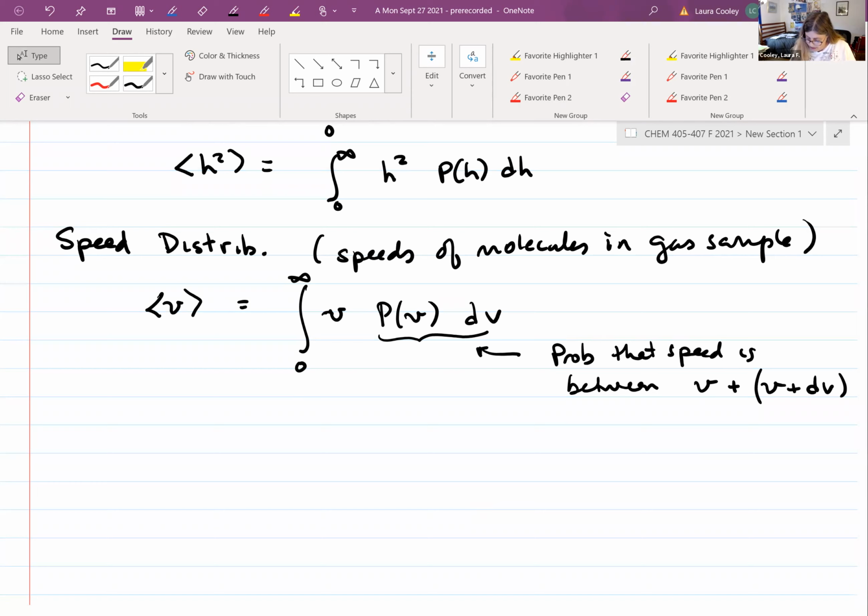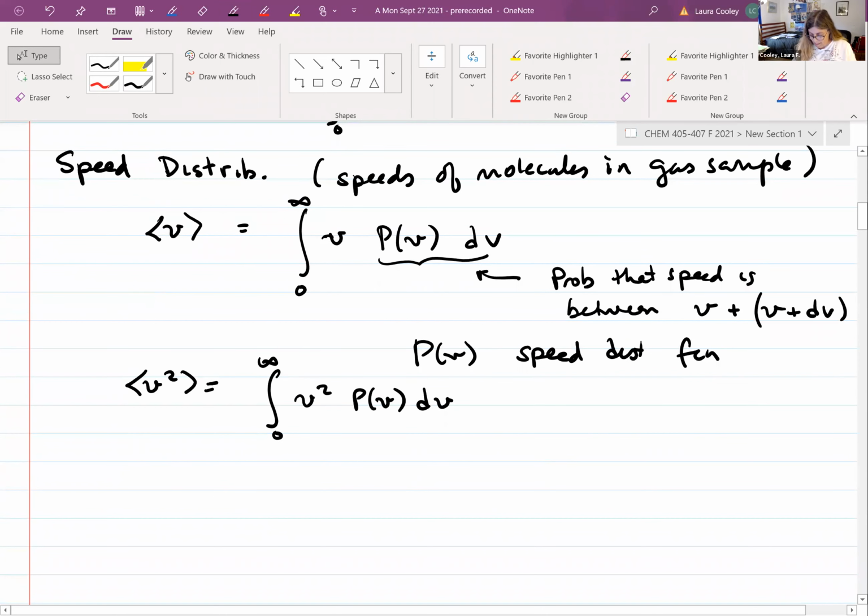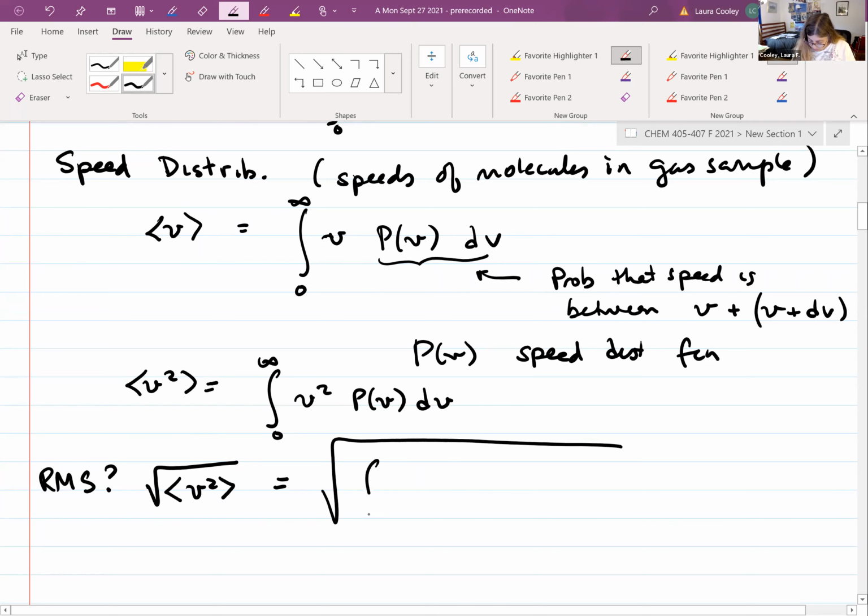So what you would have here, and this p of v, this would be the speed distribution function. And then you could have the average of the square of the speed as v squared, p of v dv, integrated over all speeds. And what about the root mean square speed? Okay, well, you have to take the square root of the average speed squared. So it's literally the square root of this average v squared. So it's literally the square root of this integral. But don't get excited.